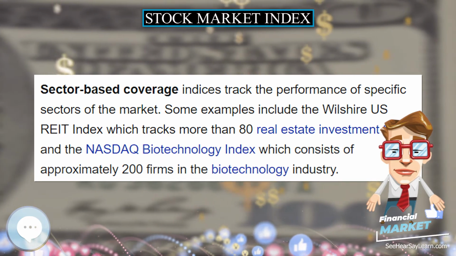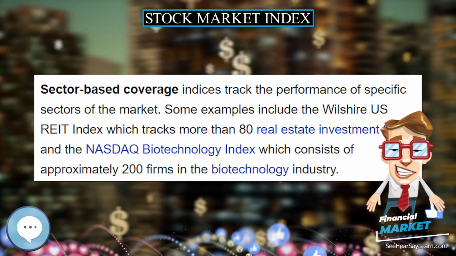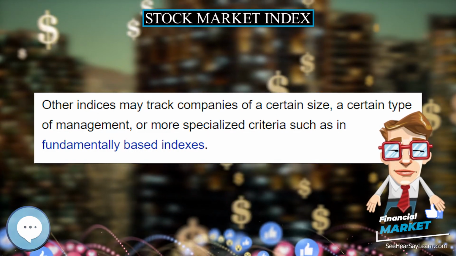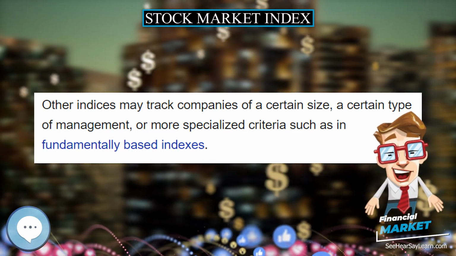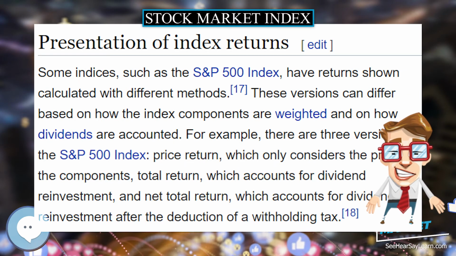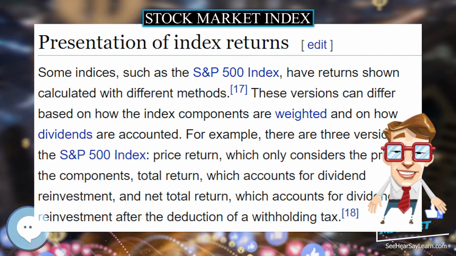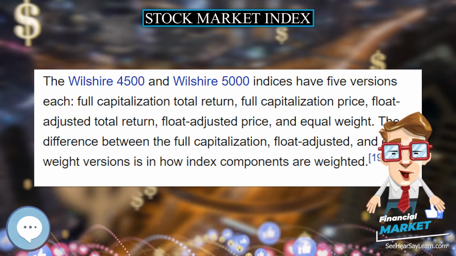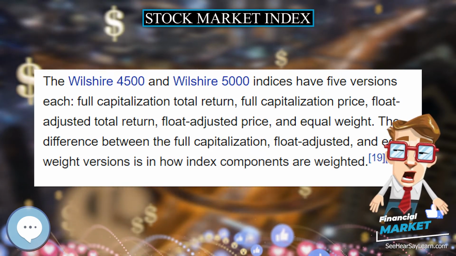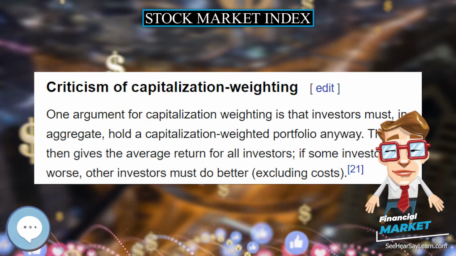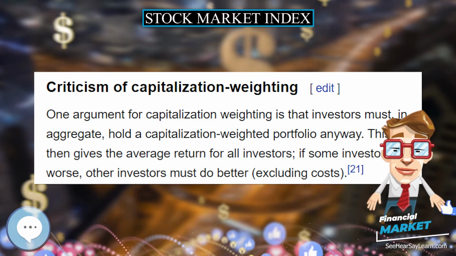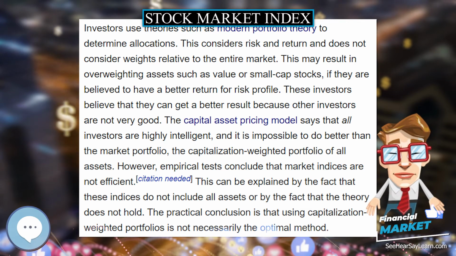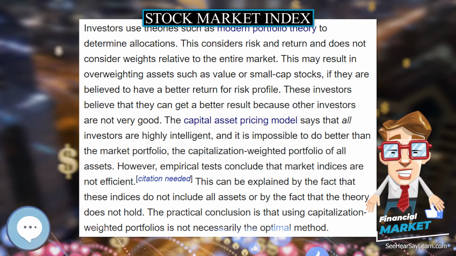Presentation of index returns. Some indices, such as the S&P 500 index, have returns shown calculated with different methods. These versions can differ based on how the index components are weighted and on how dividends are accounted. For example, there are three versions of the S&P 500 index: price return, which only considers the price of the components; total return, which accounts for dividend reinvestment; and net total return, which accounts for dividend reinvestment after the deduction of a withholding tax.